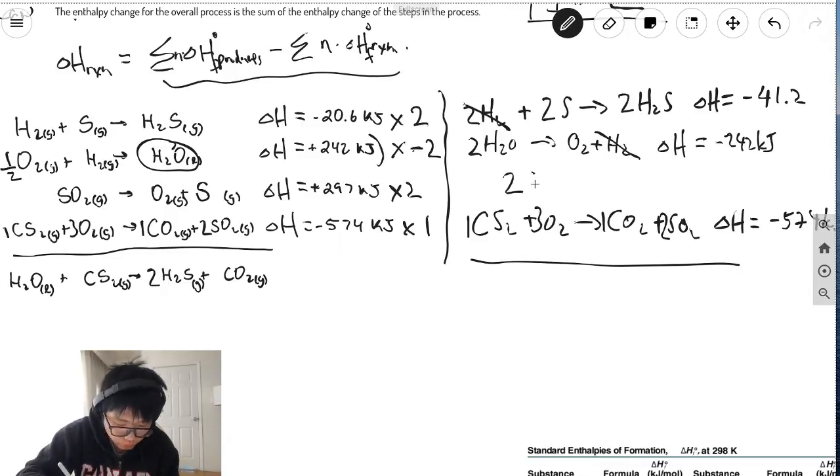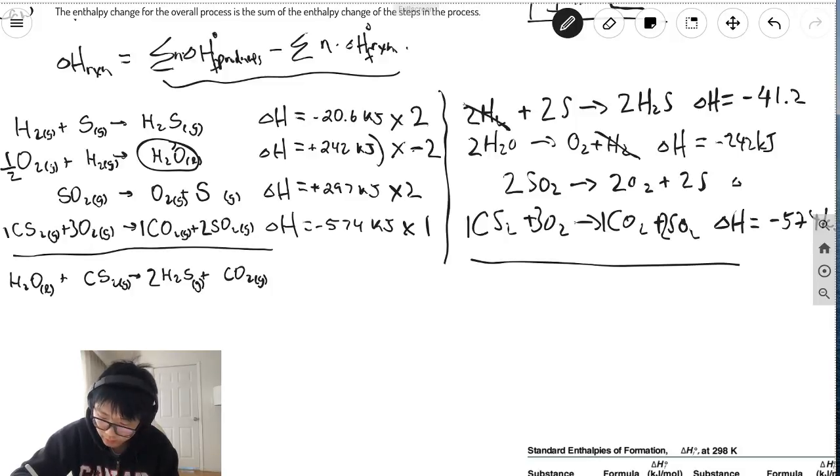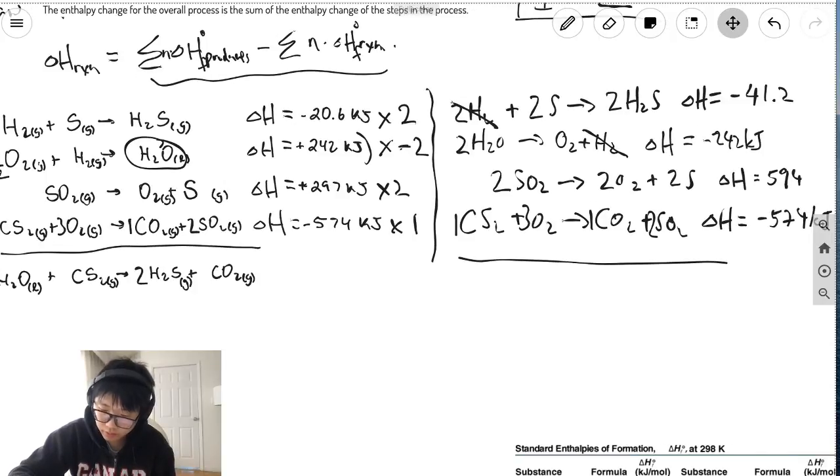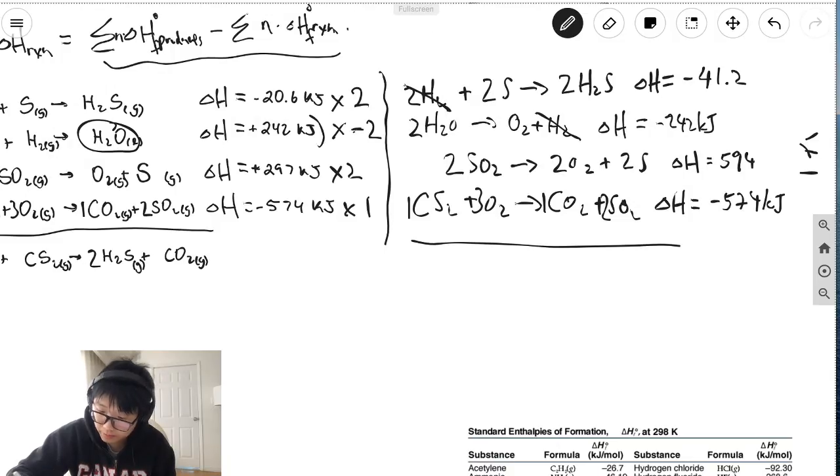So we have 2 SO2, and that's going to turn into 2 O2 plus 2 S. And then again, make sure your delta H value is also multiplied. And 297, we basically have 594. And these are all in kilojoules. Just be careful, sometimes they might not be in the exact same unit. Then just make sure they are all in the same unit, right?